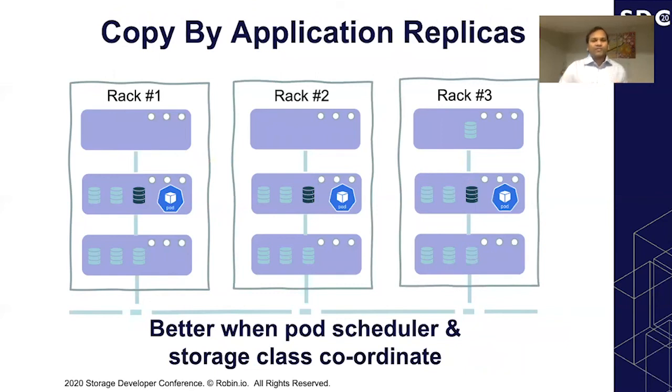So when both the pod and storage class can coordinate, this is what you call optimal placement, wherein you distribute the pods across the racks and you have the storage very close to the pod. In this way, it can withstand rack failures, node failures, and disk failures. So this coordination needs to happen between the pod and the storage class.